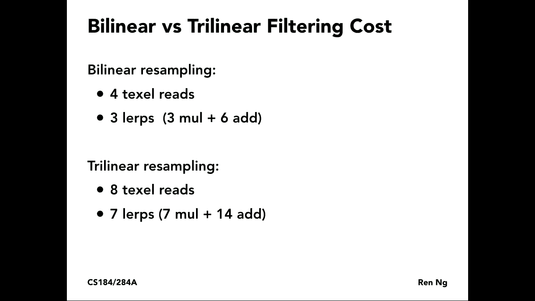The cost of this, remember, our goal was to enable anti-alias filtering of textures, not with a multi-sampling or a super sampling approach, but rather with ideally 1, or at most a very small constant number of samples. So bilinear resampling is going to use 4 texel reads. That's 3 lerps. And trilinear resampling is going to take 8 texel reads. So we read 8 values and then do 7 linear interpolations.